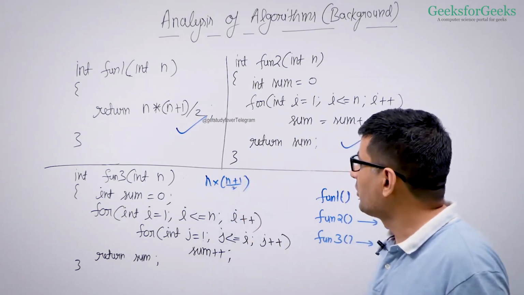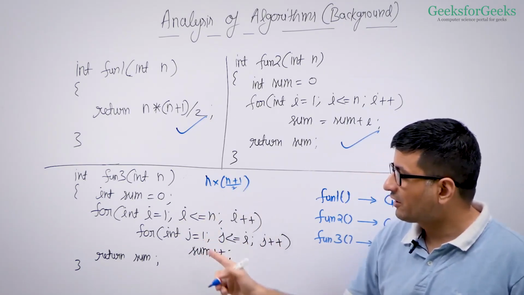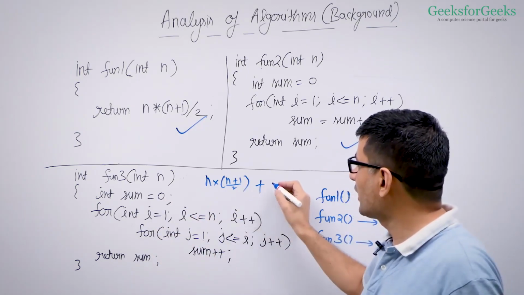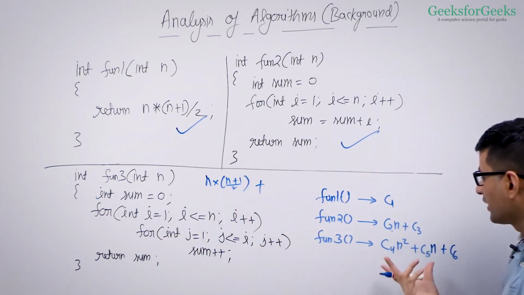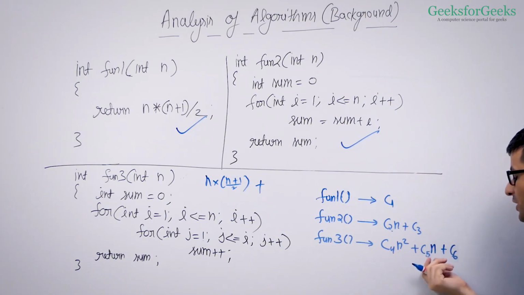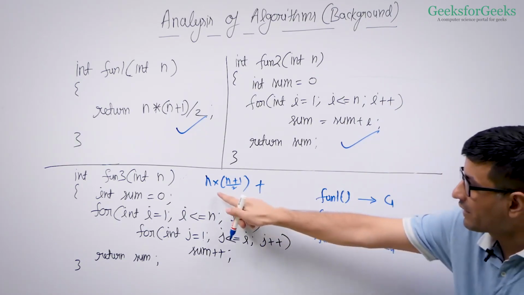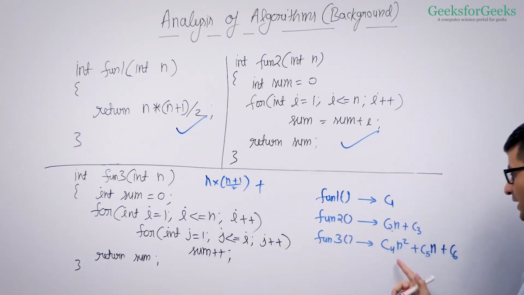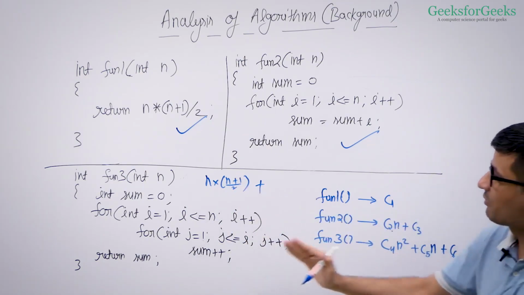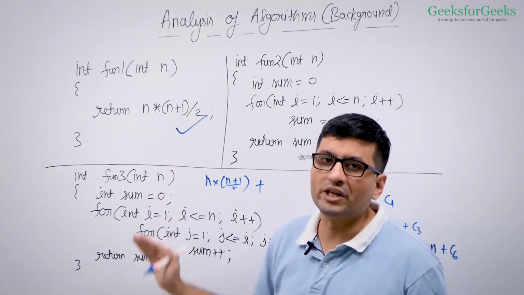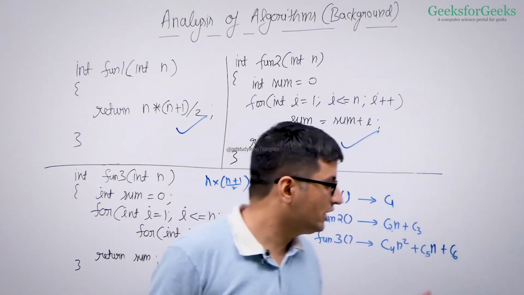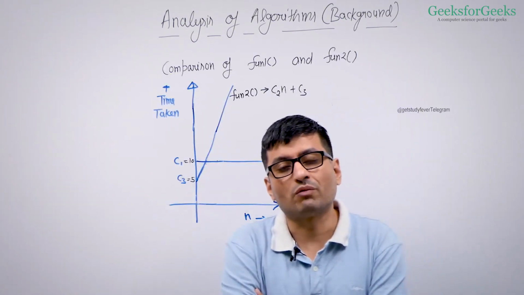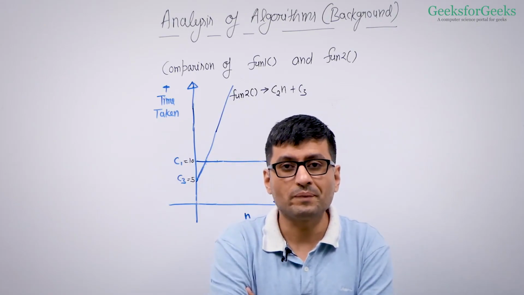Then you have more expressions inside it, right? So there's this constant work. That is why I have written it as C4n square plus C5n plus C6. C5n covers the linear part, and for the quadratic part I have written C4n square, then I have written some constant to cover the remaining work, right? So that's how we get the expression for fun3. So we have got expressions for fun1, fun2 and fun3.